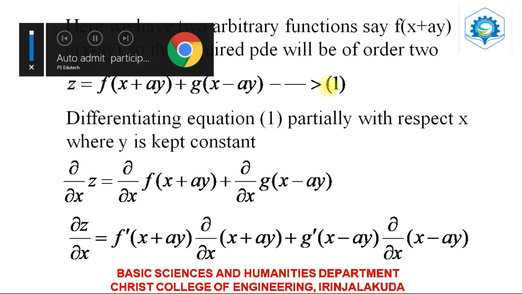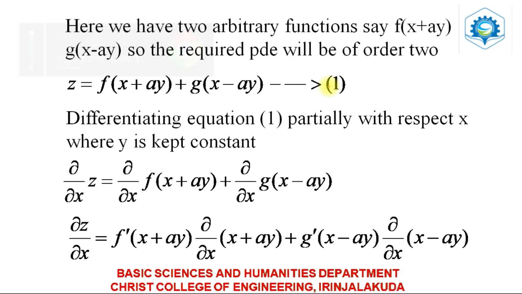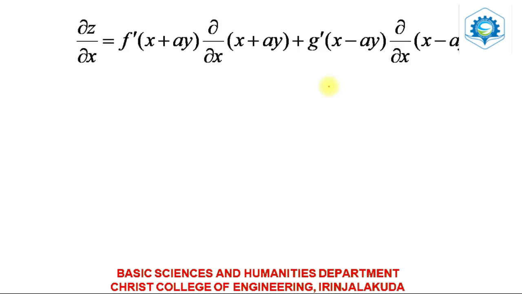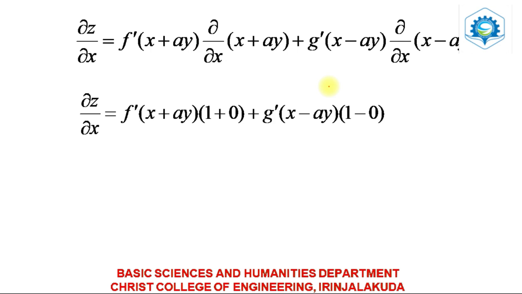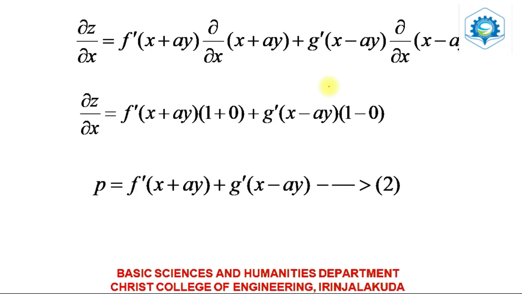Now let us substitute dou z by dou x equal to p. We know that dou z by dou x can be written as p. Therefore, p equal to f dash of x plus ay plus g dash of x minus ay. A very simple procedure. You will get p equal to f dash of x plus ay plus g dash of x minus ay.